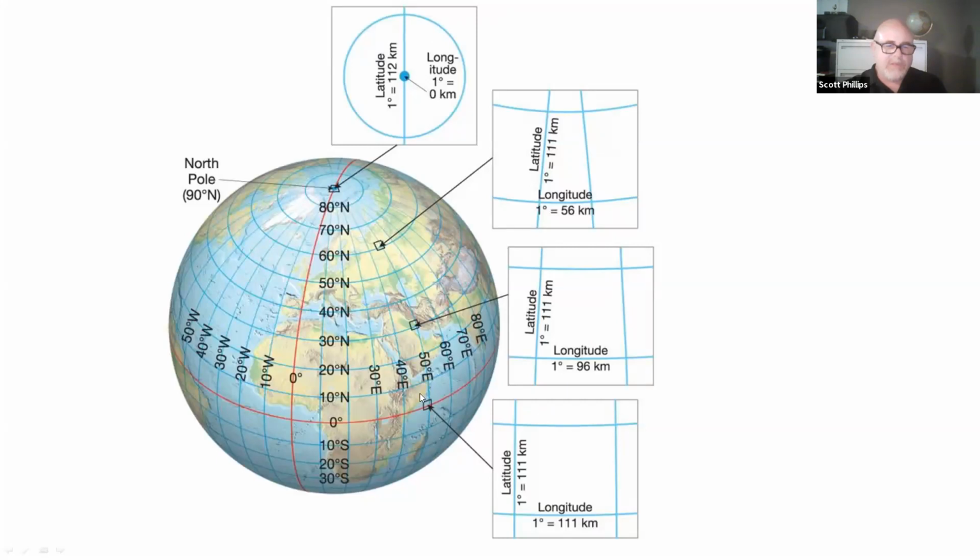And because of that, if you're near the equator, 1 degree of latitude and longitude are pretty similar to each other. But as you go further north, the lines of longitude are kind of collapsing towards each other. So now 1 degree of latitude is longer than 1 degree of longitude. And as you get closer and closer to the poles, they kind of converge.